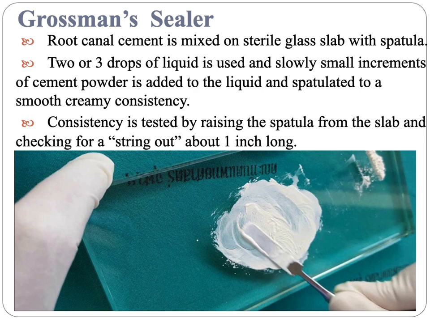The root canal cement is mixed on a sterile glass slab with a spatula. 2 to 3 drops of liquid are usually used, and small increments of cement powder are slowly added to the liquid and manipulated to a smooth, creamy consistency. The consistency is tested by raising the spatula from the slab and checking for a string which lasts for at least 1 inch.